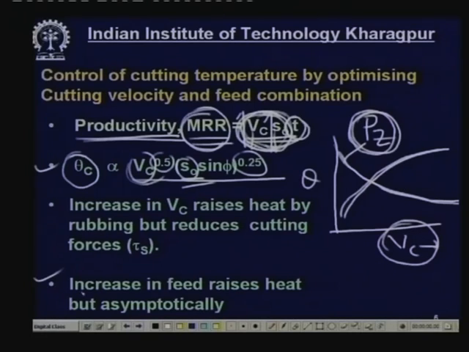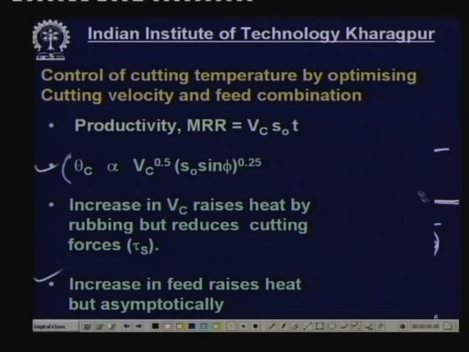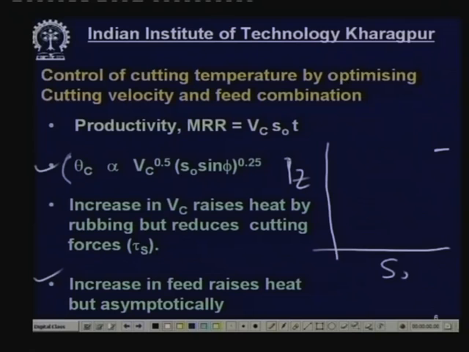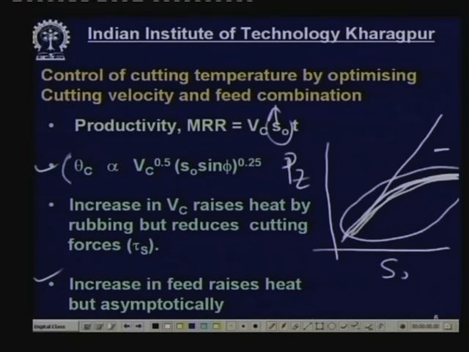Third, increase in feed. How does it affect? If we increase the feed, then the force, say Pz, the main force, according to the equation should go straight like this. So, as we increase feed, the energy will increase and temperature will rise, but practically it goes asymptotic. So, we have to take into account this inclination or asymptoticness of the force with increase in feed.